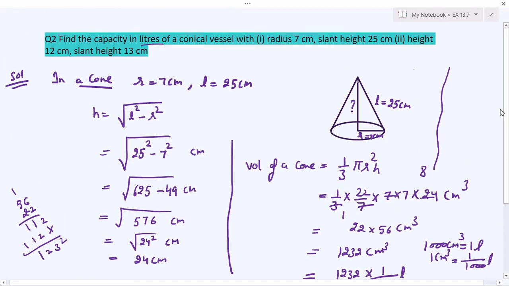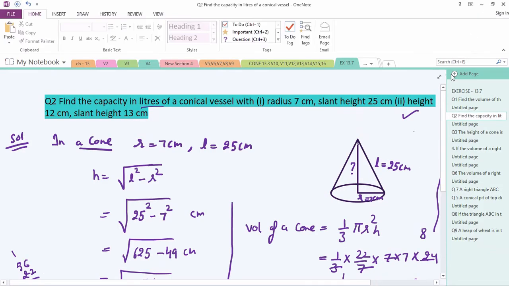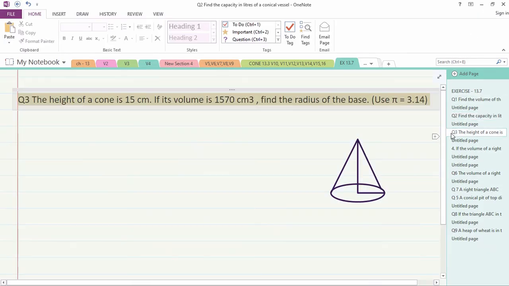Now the second question is also similar to that. You can do it. This second part you will do yourself. I am leaving this second part for you, because unless you do the question yourself, you will not get the confidence, right? So try these questions yourself.